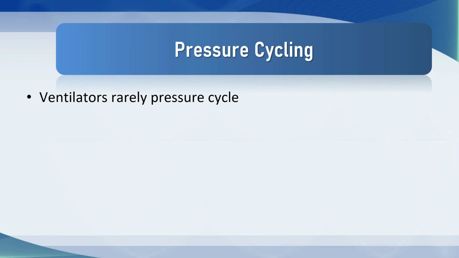Ventilators rarely pressure cycle. It is caused usually by stacking breaths, the patient attempting to breathe when the lung is already full of gas. As all ventilators set a pressure limit, and when they pressure cycle, they do so to prevent ventilator-induced lung injury.